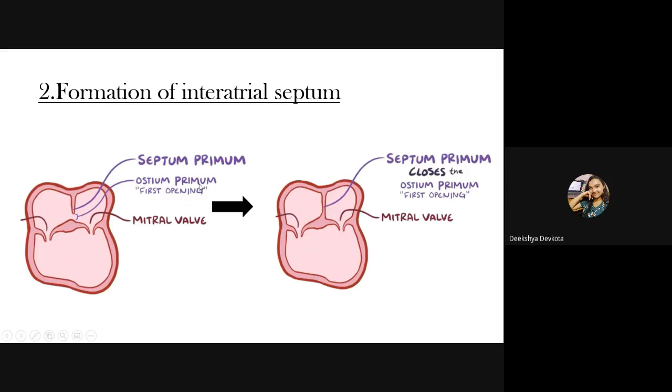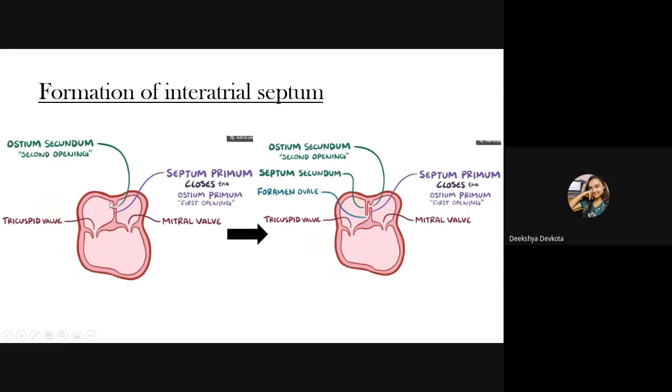The septum primum appears, descends down, leaving a small opening, which is the ostium primum, and it eventually closes the ostium primum as well. Then another opening appears in the septum primum itself, which is called the ostium secundum, or the second opening. In the attempt of closing this ostium secundum, another septum appears from the right side of the septum primum, which is the septum secundum. And this septum secundum also leaves a small opening, which is called the foramen ovale.